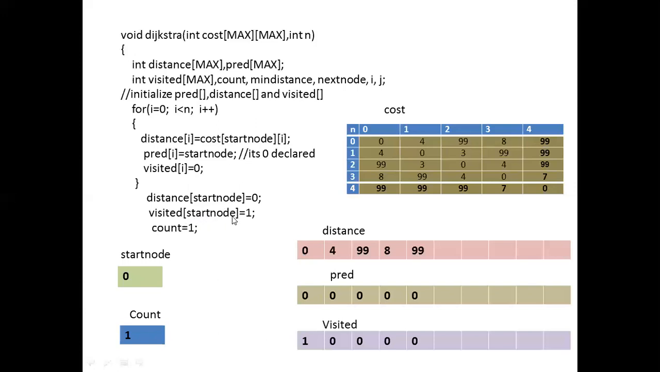And visited 0 is equals to 1. Now we can observe 1 value will be assigned to the visited 0. Previously the visited 0 was 0. Now the 1 is assigned to this memory location.